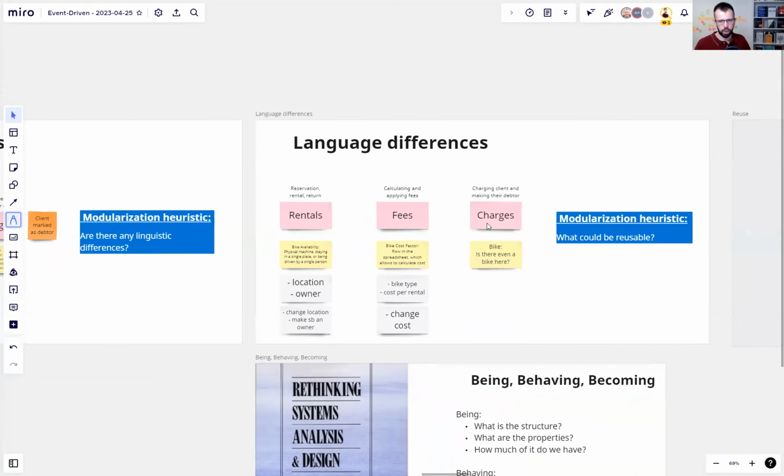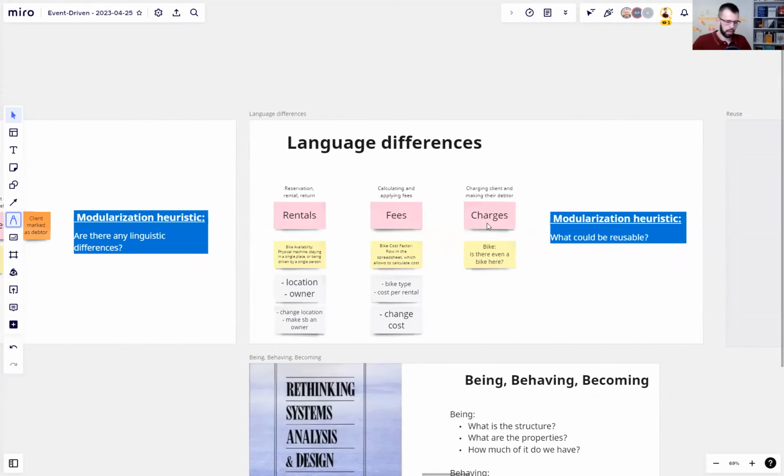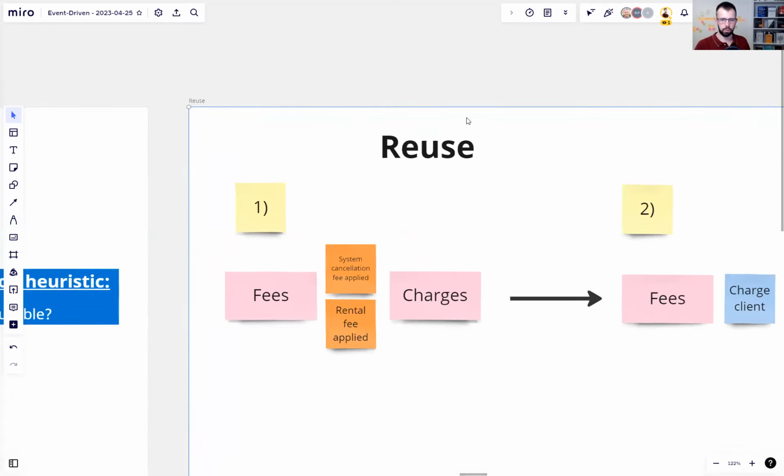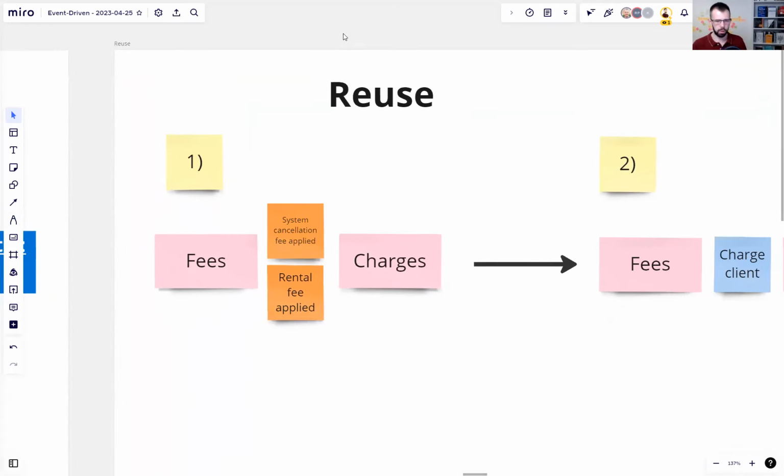So let me show you how you can change the way of communicating inside the system to make the modules more reusable. To make it more reusable, we need to change the way they communicate with each other, because we have different events there, like fee cancellation was applied, rental fee applied, etc.